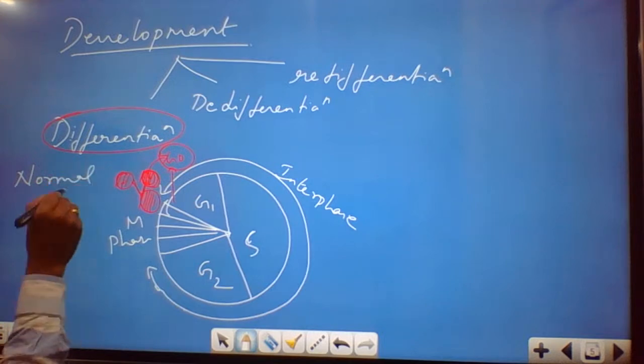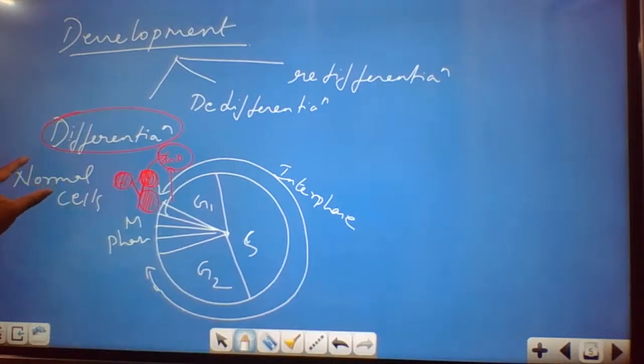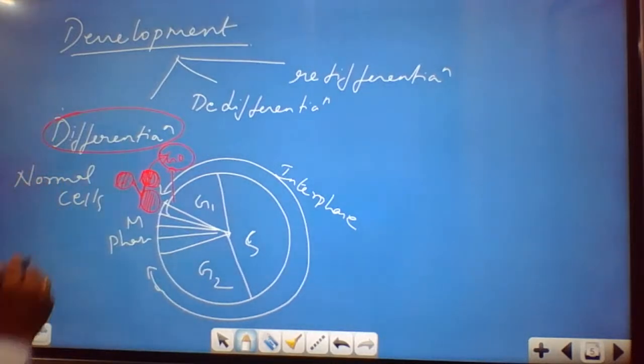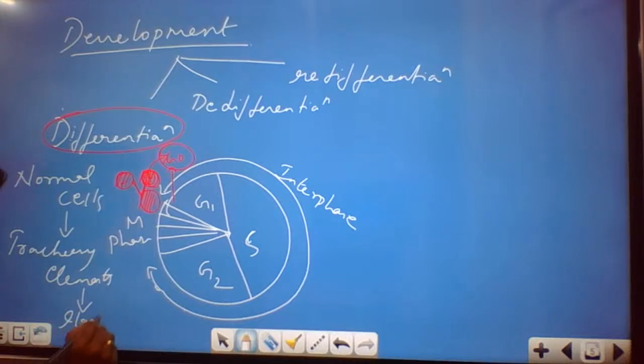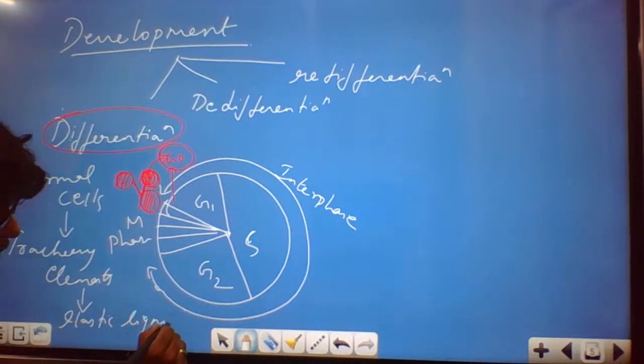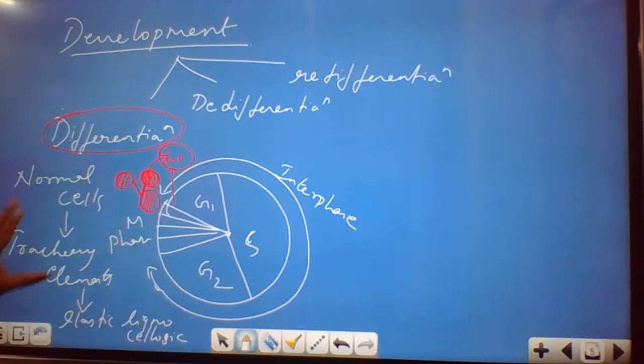The normal cells which go through differentiation with the regular cell cycle change to tracheary elements, and then they become elastic lignocellulosic material. This is how the normal cell actually gets differentiated.